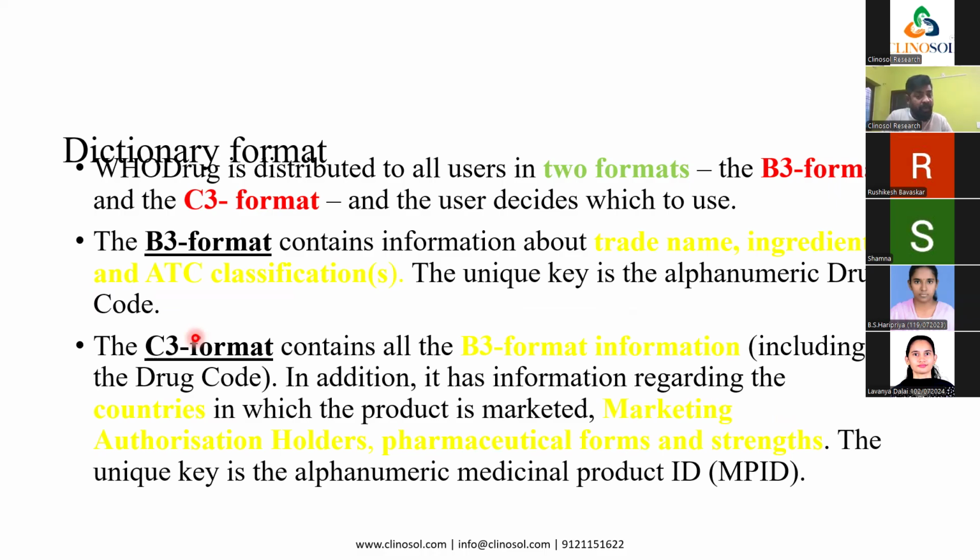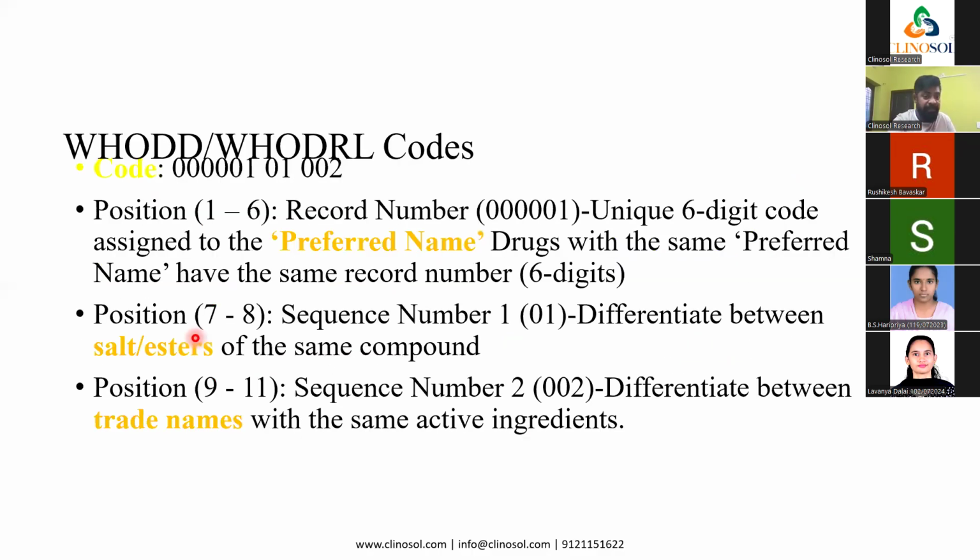WHODD is distributed to all users in two formats, B3 and C3, and users can decide which one to use. B3 format has alphanumeric codes, and C3 format includes drug codes. In addition, some marketed products may also be added, with an alphanumeric medicinal product ID, which is the C3 format. Now these code numbers can be used, wherein position 1 to 6, position 7 to 8, and position 9 to 11 can be used.